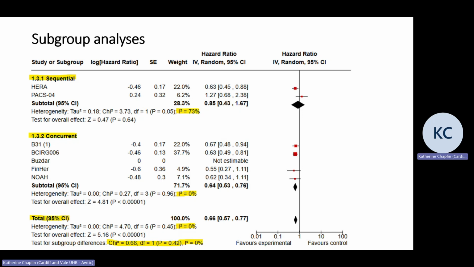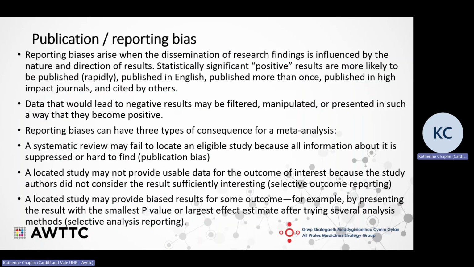Reporting biases arise when the dissemination of research findings is influenced by the nature and direction of the results. Statistically significant positive results are more likely to be published in English, published more than once, published in high-impact journals, and cited by others. Data that would lead to negative results may be filtered, manipulated, or presented in such a way that they become positive. Reporting biases can have three types of consequences for a meta-analysis.